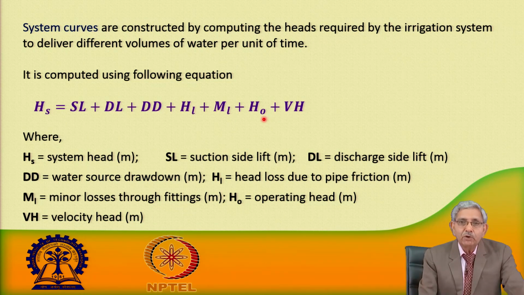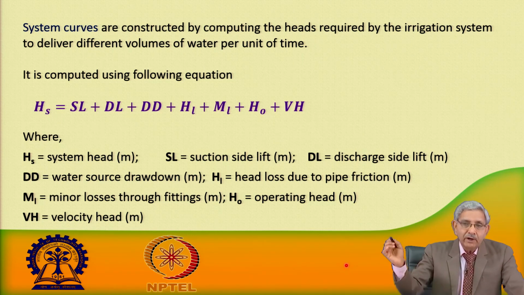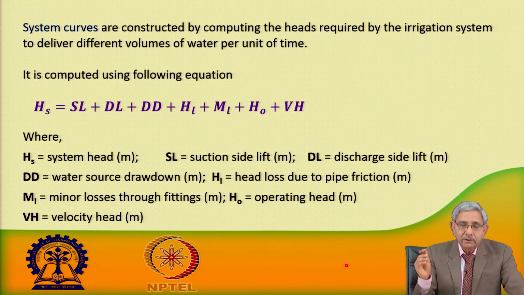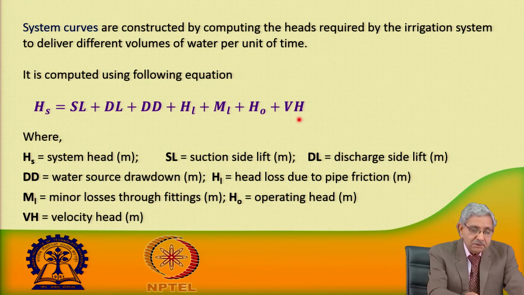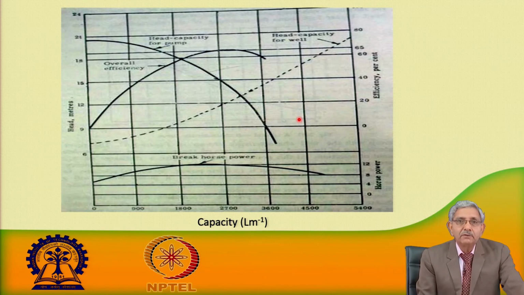For example, when we have a sprinkler system located at a far off place, it requires at least say 2.5 kg per centimeter square of pressure head, or 25 meter of water. To operate that sprinkler, we need to give that operating head of 25 meter, plus velocity head. All these make the total system head.